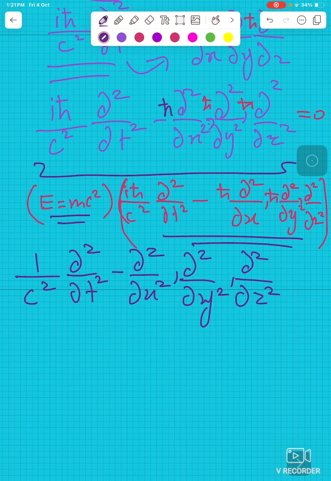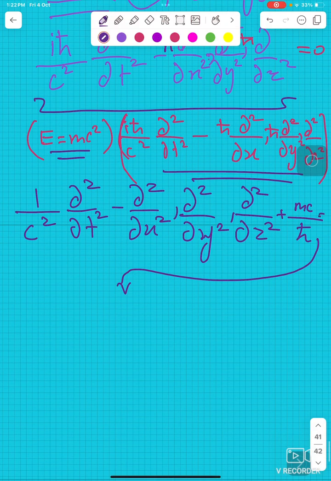And this gives us plus 1 over mc square over h bar. C should be ignored. Then equal to 0. This equals 0.